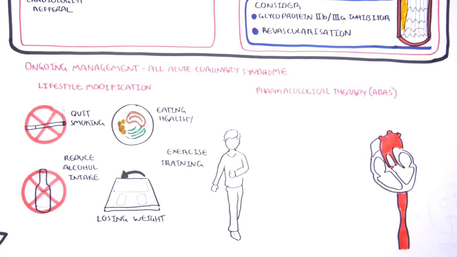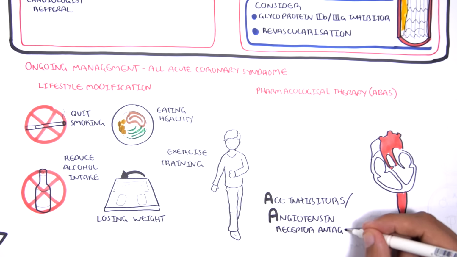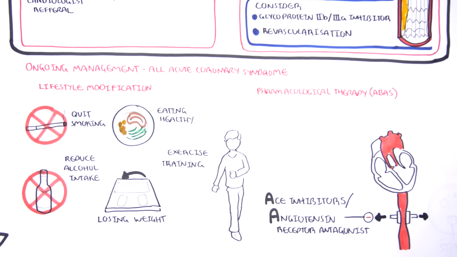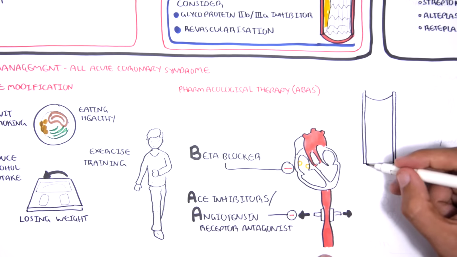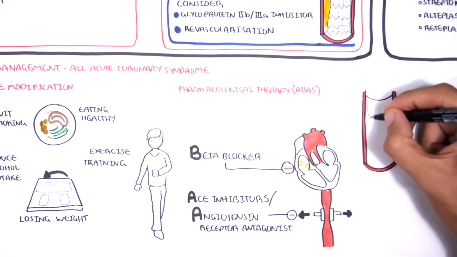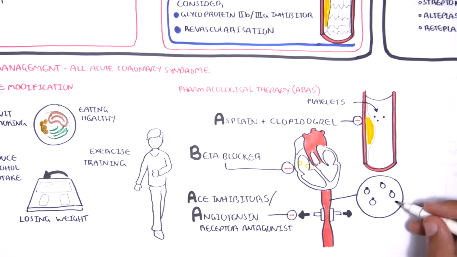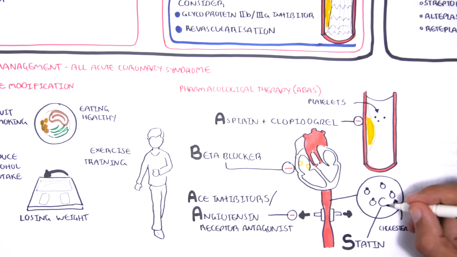So A is for ACE inhibitors or angiotensin receptor blockers, which help reduce blood pressure and also help reduce workload of the heart. B is for beta blockers, which help blood pressure as well as heart rate to an extent. A is for aspirin and clopidogrel to help prevent clots from forming. S is for statins to help reduce cholesterol.